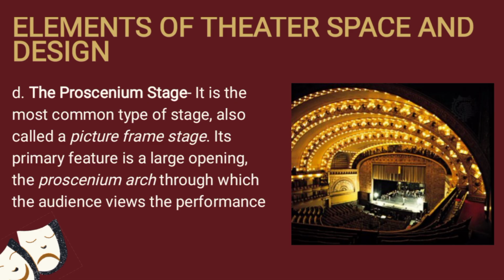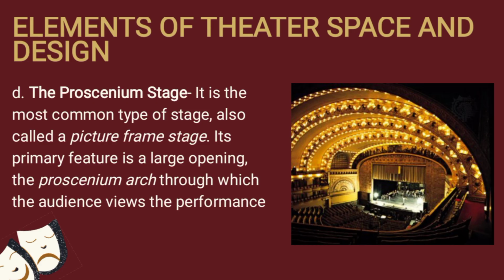Then we have the proscenium stage. So it is the most common type of stage, also called a picture frame stage. Its primary feature is a large opening, the proscenium arc, through which the audience views the performance. So the proscenium stage is a stage that is bounded by a proscenium arc that separates the stage from the audience. So it is often decorated with scenery which the audience views through the proscenium arc.